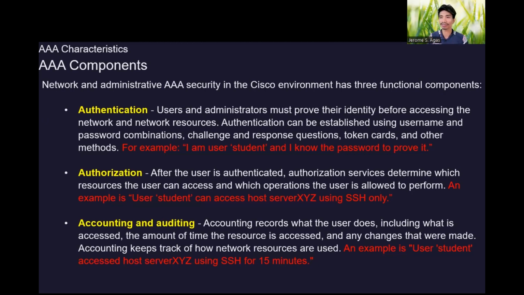And of course, what the user student does, the length of the connection, what they're doing, whether it's good or bad. If they have a breakdown, they are accountable based on the accounting records. So this is it. An example: the user student accessed the host server XYZ using SSH for 15 minutes. The 15 minutes is recorded in the accounting. So that's what the AAA components can do. They have a 3-in-1 security.